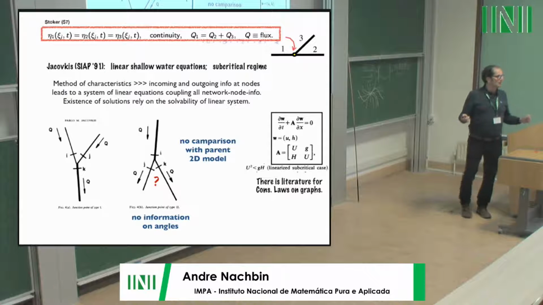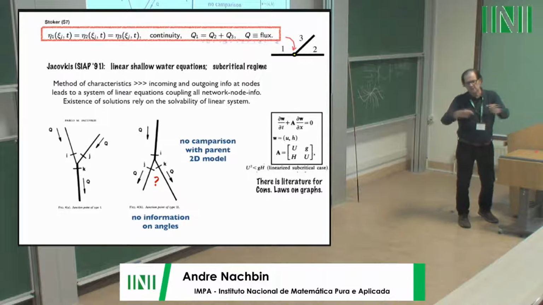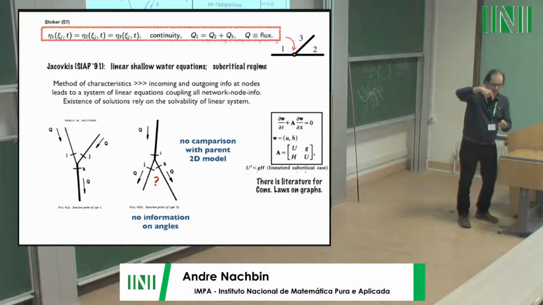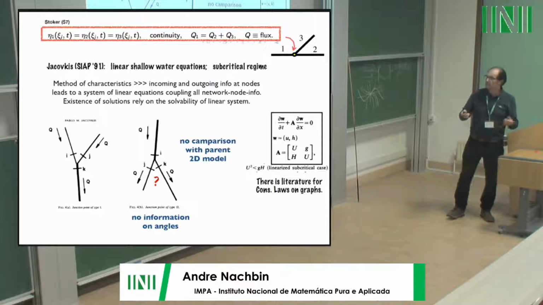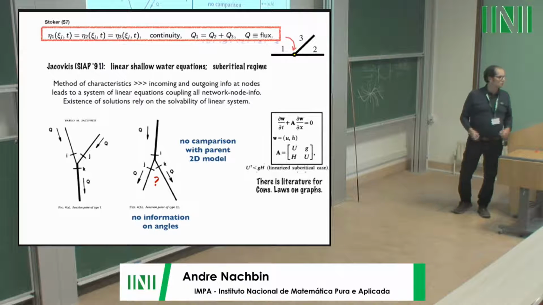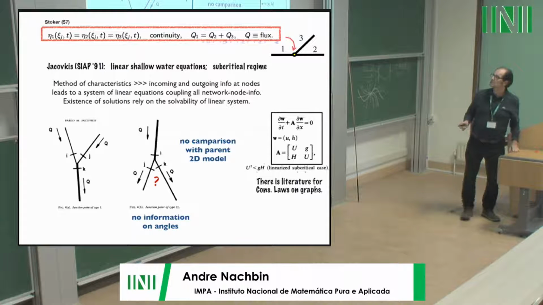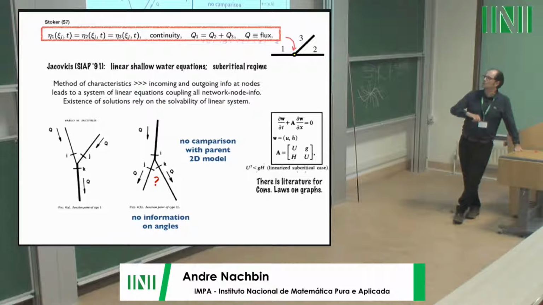The way he analyzed this problem, it's a hyperbolic system, so it's shallow water. He linearizes it, uses the method of characteristics, and with the Stoker condition, he keeps checking information through the characteristics coming in and out of the nodes. That gives him a linear system of equations. He actually linearizes the problem. He considers only the subcritical regime. And basically, out of a solvability condition for a linear system, he gets everything sorted out. But it's still a simplified problem compared to our problem.